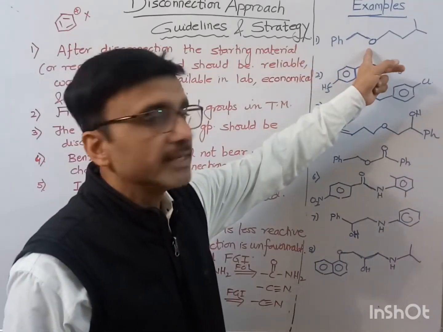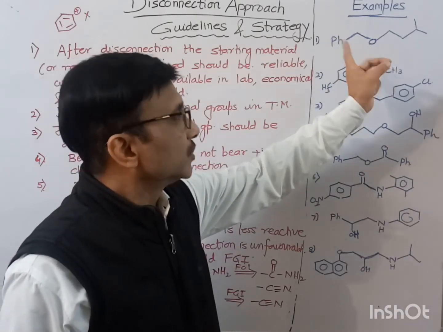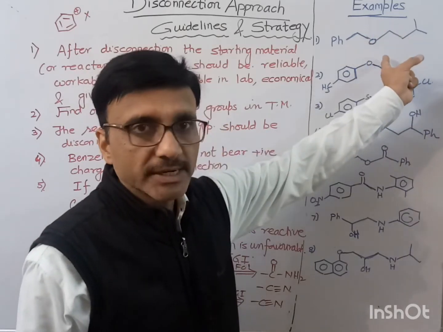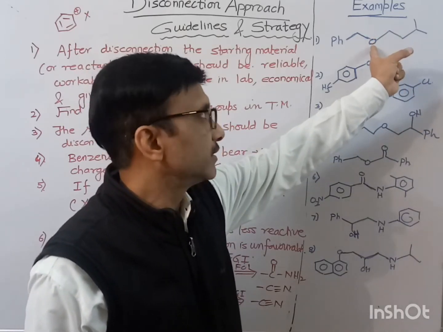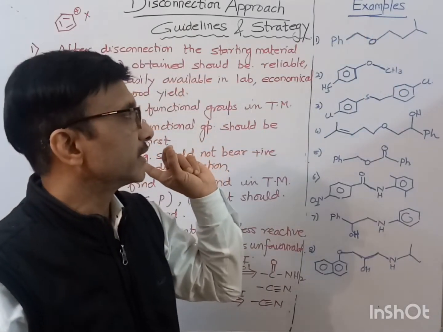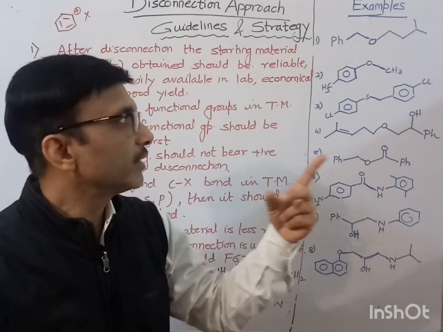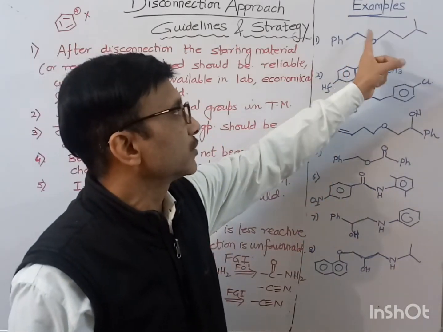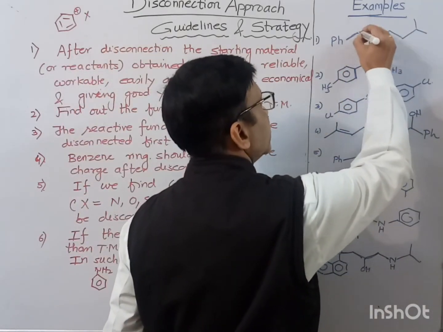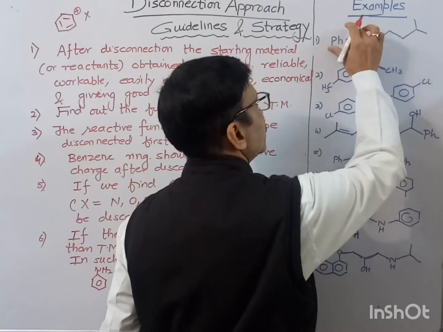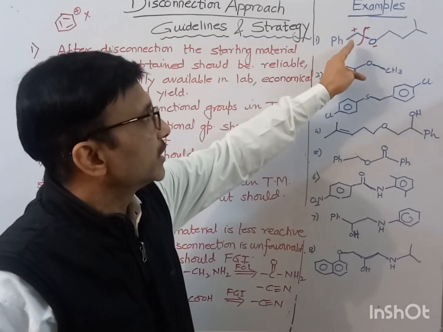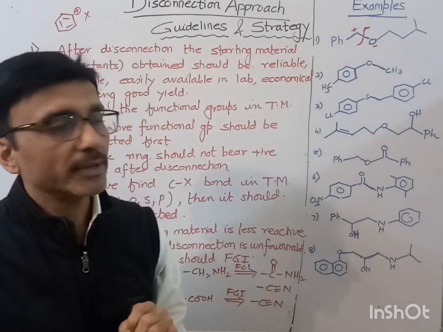Here the functional group is the ether, and now you will see that the CX bond, that is the CO bond, is present. The CO bond can be disconnected. So either this CO bond can be disconnected or this CO bond can be disconnected. You should think about where we can disconnect it, either from this path or from this path. We should disconnect it from this path because it is giving you this benzyl carbocation. Benzyl carbocation being the stable one, that's why we should disconnect it from here.